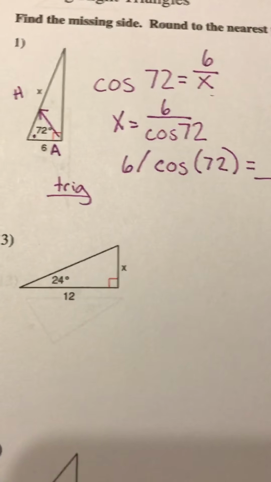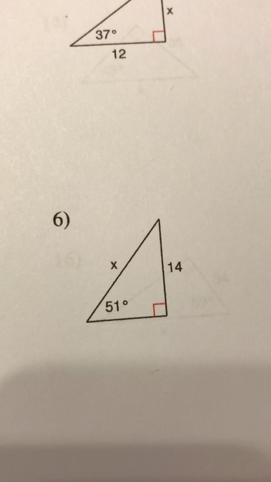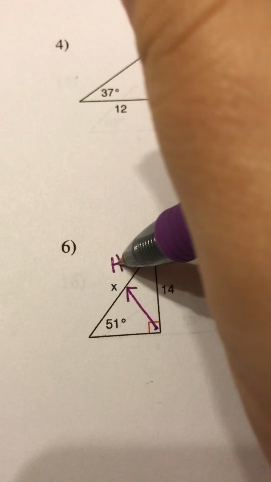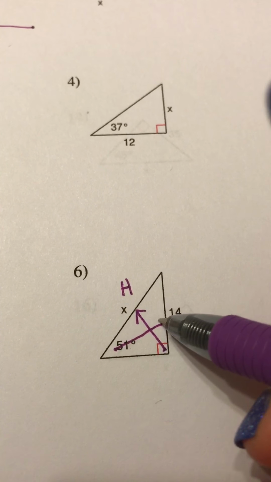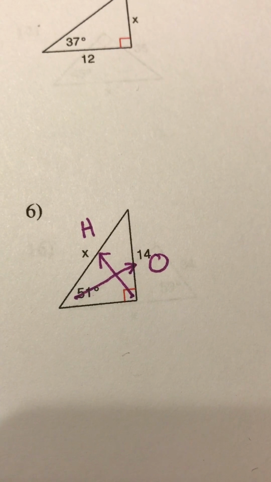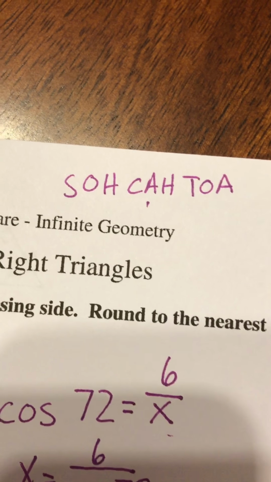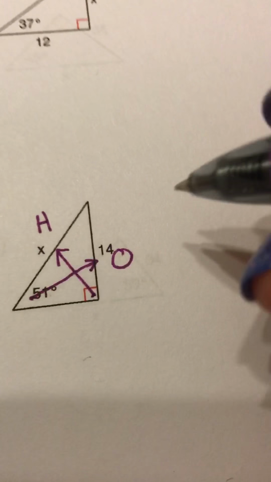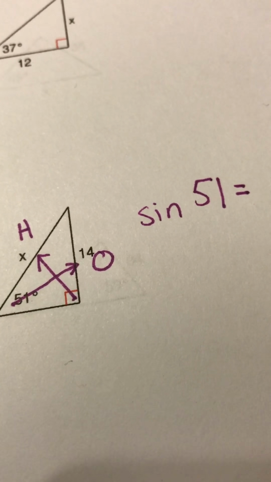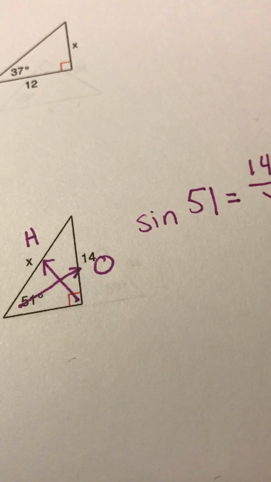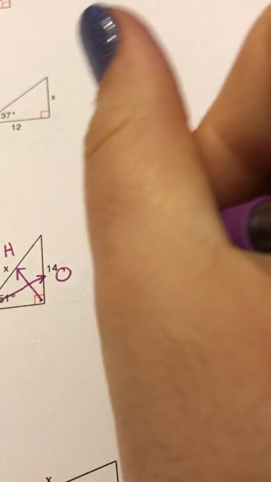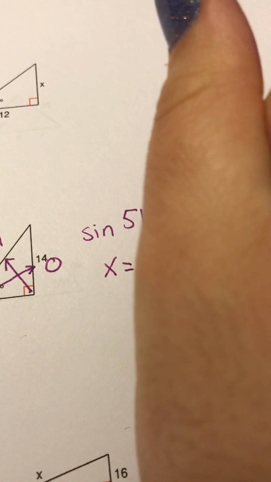So let's look at another one. Let's jump down here to number 6. No reason, I just randomly decided to jump there. So my reference angle is 51. Across from my right angle is always the hypotenuse. Across from my reference angle is always opposite. All right? So if I have O and H, and I look back at SOHCAHTOA, O and H comes with sine. So my trig function is sine. My angle is 51 degrees. O over H, which means 14 over X. So that's set up. And then to solve it, if X is on bottom, we're going to flip them. So X equals 14 over sine 51.